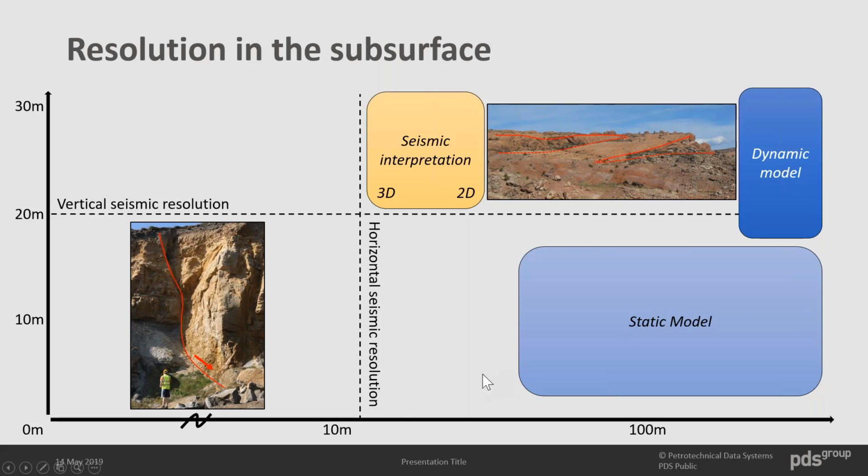So the question that we always need to keep asking ourselves when we're building our model is, what are we trying to represent? What are the important parts of the geological complexities that exist below the resolution, but also those geological complexities that we are actually trying to model within both our static and our dynamic models.